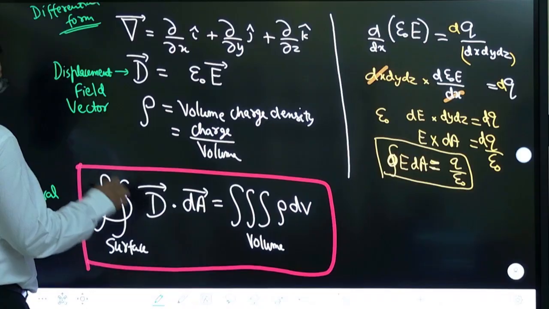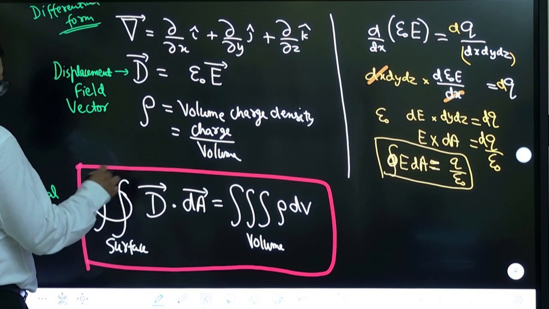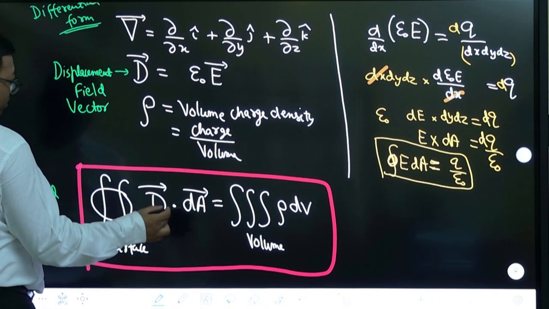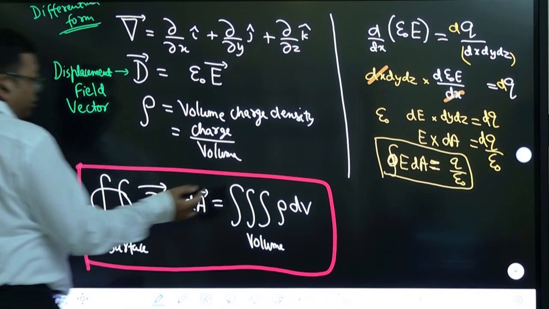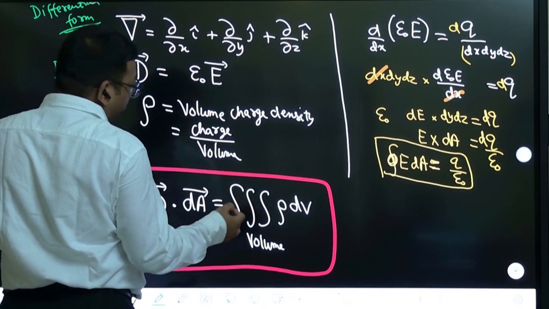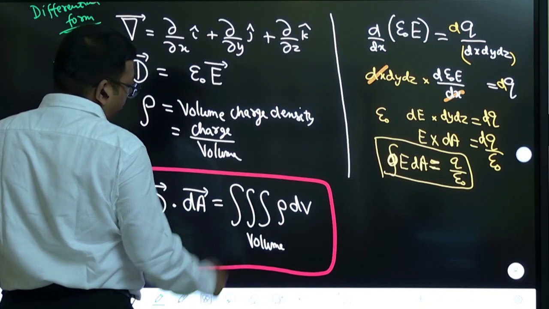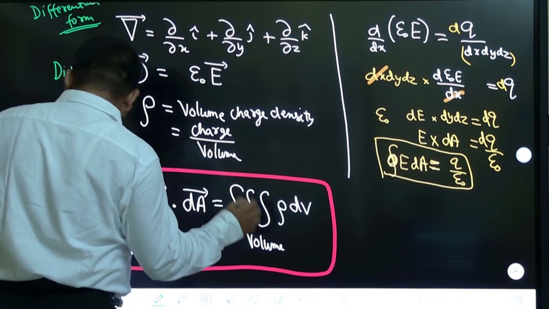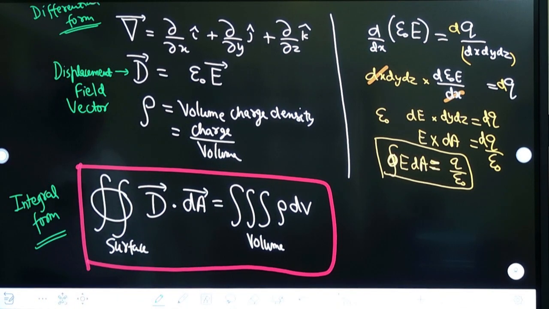Here the closed circle means we are taking the integral over a closed surface. Double integration, because whenever integration is over an area, it is called double integration. Triple integration means whenever integration is over a volume. But here this triple integration circle is not there, note that. Some volume is there.